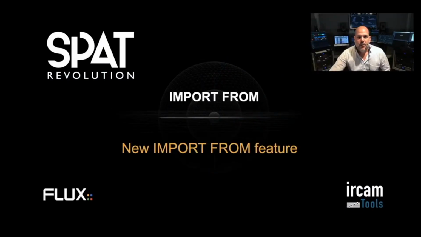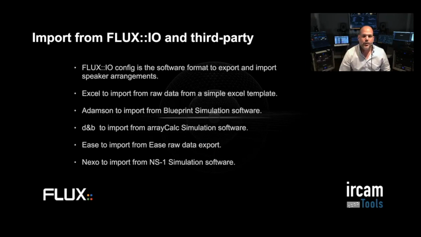Okay. Now, we've exported something, and we want to import stuff, but now we're looking at a new feature, and it's not just importing from a FLUX export, but from third-party simulation software. And here they are. The new feature is that you can import from the FLUX IO config file, the export that I just showed you, or we're now opening doors to third party, which include an Excel import. We'll look at this one right away. So FLUX IO config is our standard, traditional import and export of arrangements.